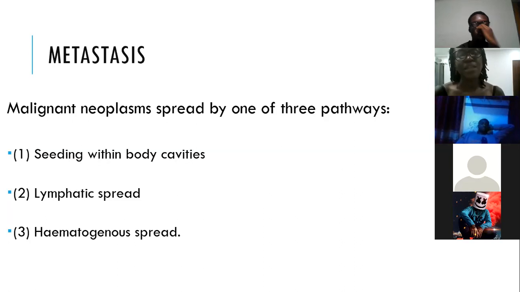So we can ask ourselves this question: how do the tumor deposits spread? If you have a tumor in your breast, how does it get to your bone or to the lungs, for example, or to the brain? There are three main ways by which the spread occurs. It can either seed within the body cavities, or it can undergo lymphatic spread or hematogenous spread. So what do these mean?